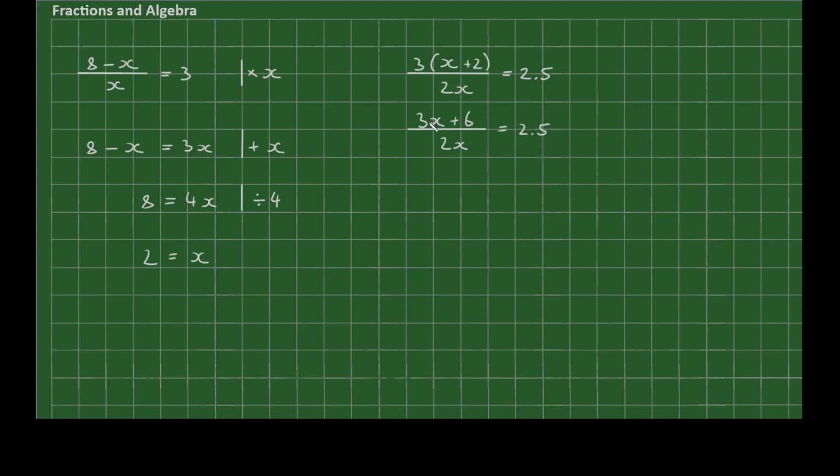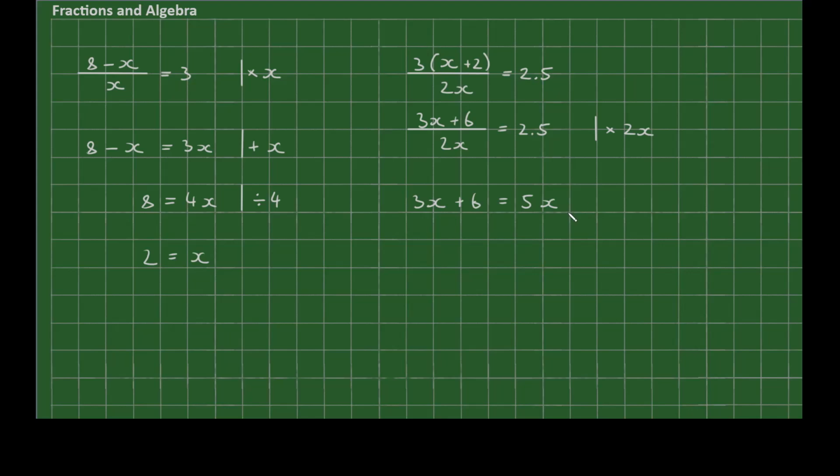Both the 3x and the 6 are involved in an addition and a division, so I cannot transpose them. The 2x is involved only in a division, a single mathematical operation. So this is the term that I'm going to transpose. I'm dividing by 2x, so to transpose it, I'm going to multiply by 2x. On the left, that will leave me with 3x plus 6, and on the right 2.5 multiplied by 2x is 5x.